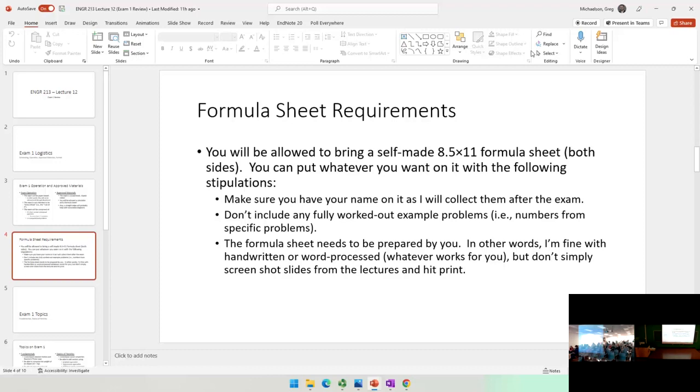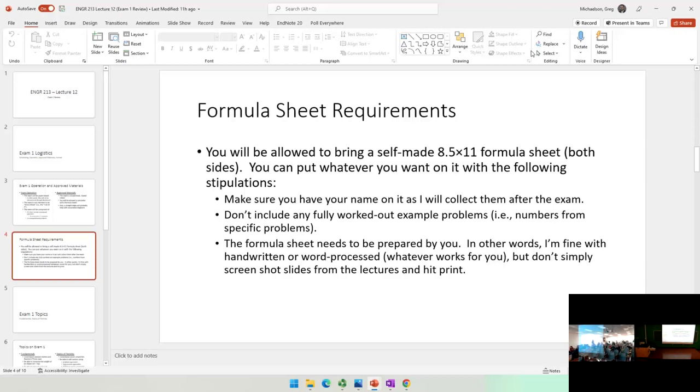Whereas if you just synthesize the processes and the formulas and whatnot on the formula sheet, it actually ends up working out better. But my final stipulation is I do want the formula sheet to be prepared by you. And what I mean by that is I'm fine if you handwrite it. I'm fine if you word process it. I'm even fine if you screenshot an image here and there from the PowerPoints. But what I don't want to see is just take all the slides, put them on a sheet, and hit print, because I actually think you need to go through the process of making it, okay? I have found that actually going through the process of making the formula sheet, that is studying, okay?